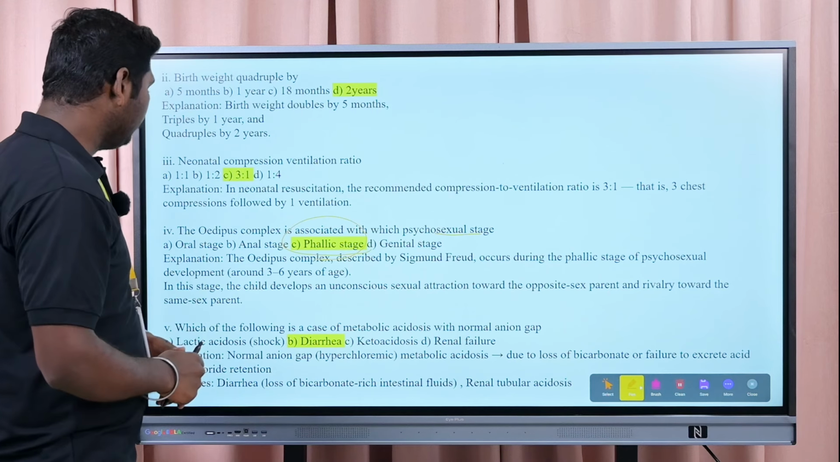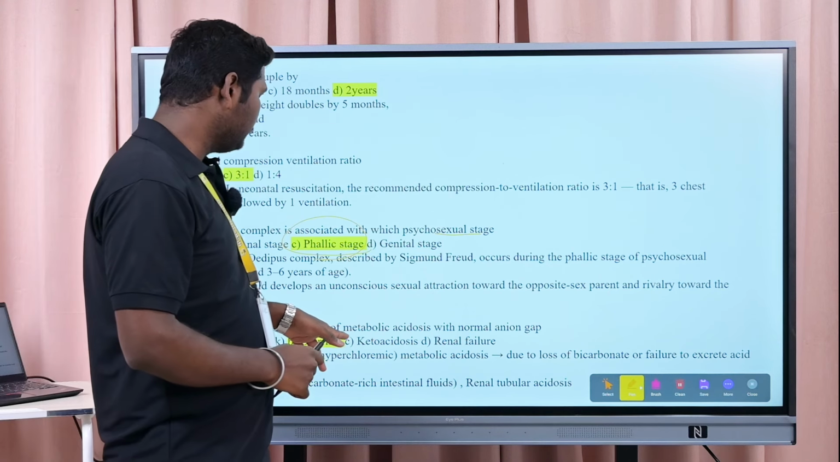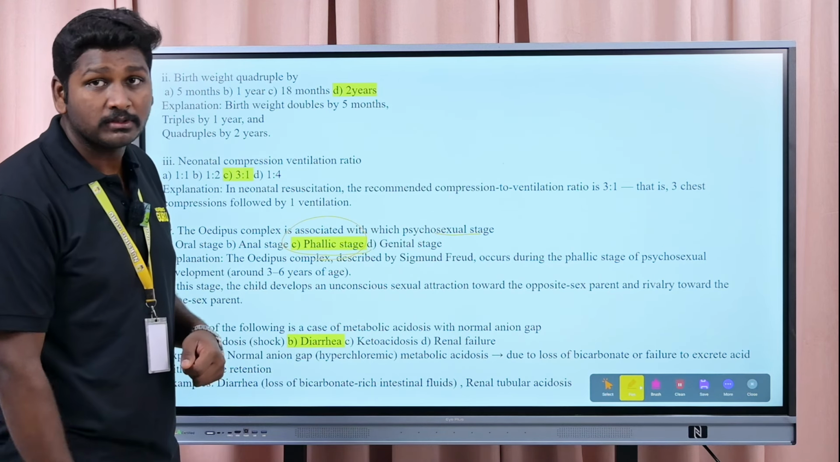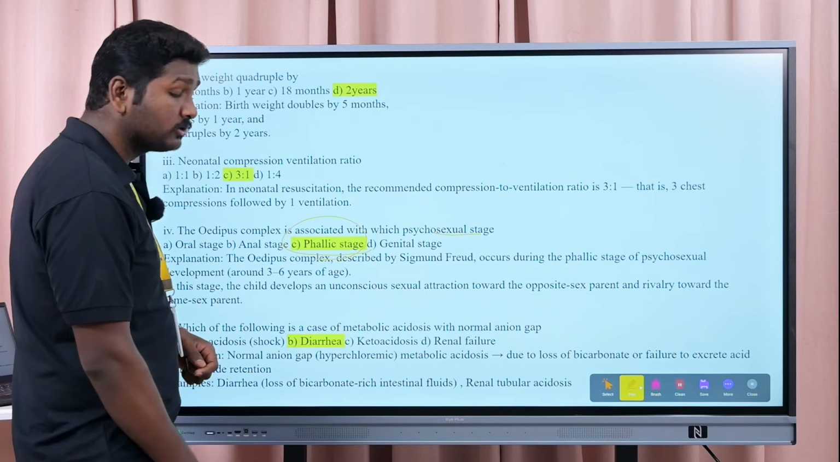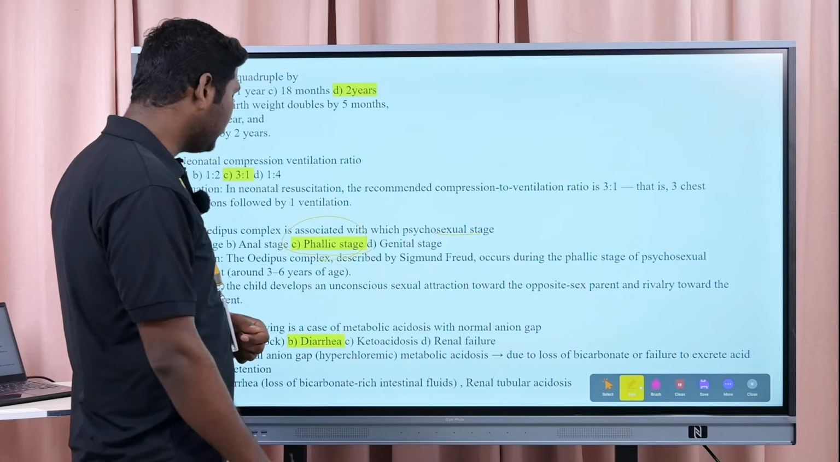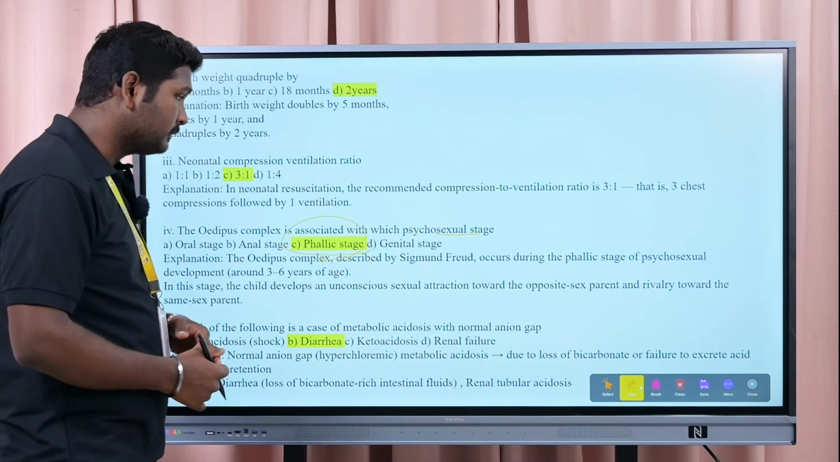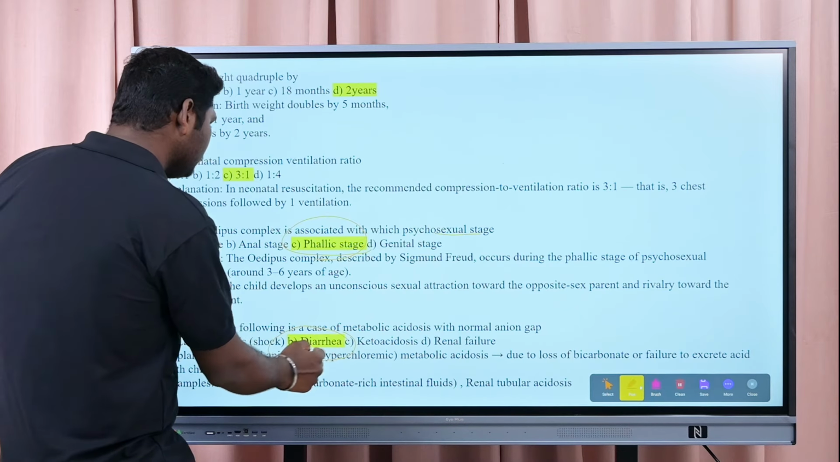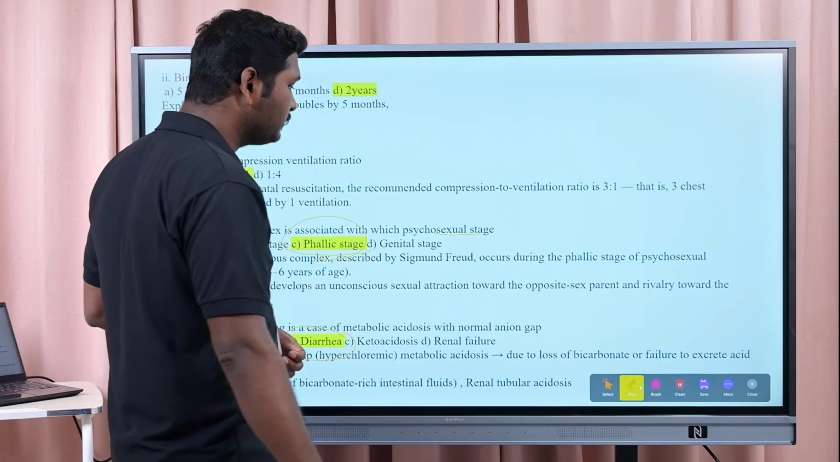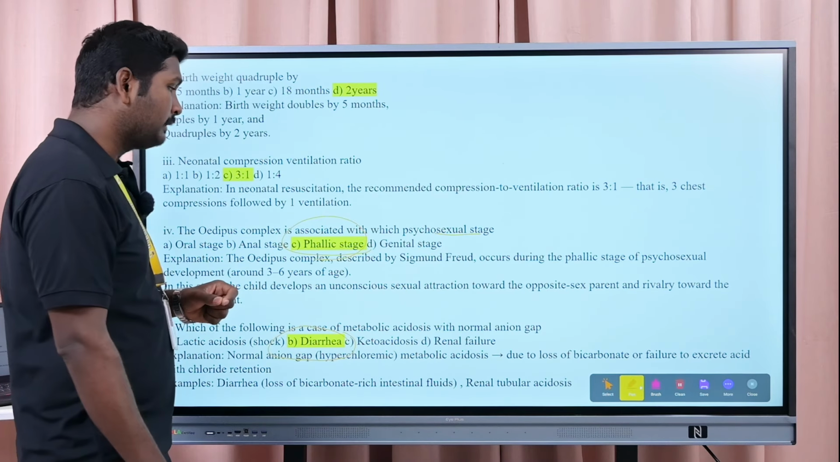And the fifth question: which of the following is a case of metabolic acidosis with a normal anion gap? Option A, lactic acidosis, which is also called shock, B, diarrhea, C, ketoacidosis, and D, renal failure. So what is the answer? Diarrhea. This is a metabolic acidosis with a normal anion gap.